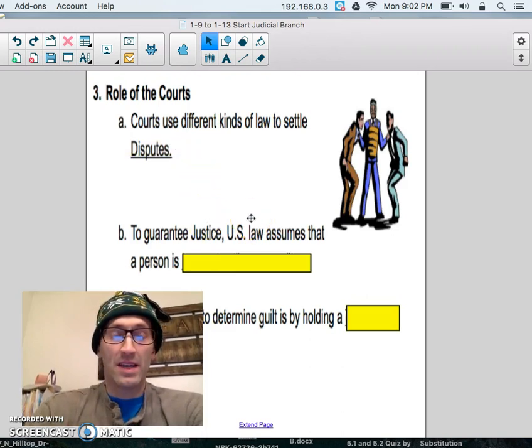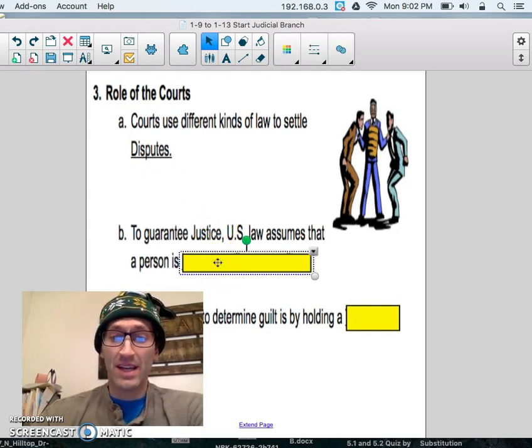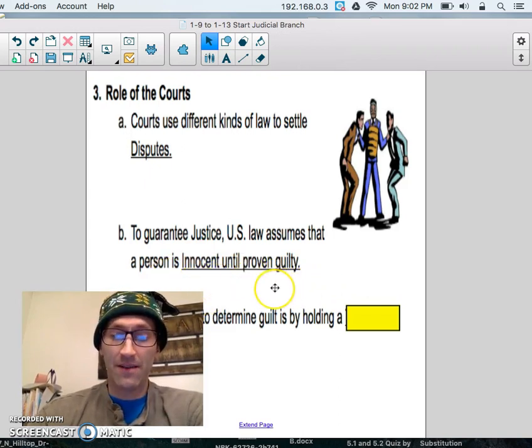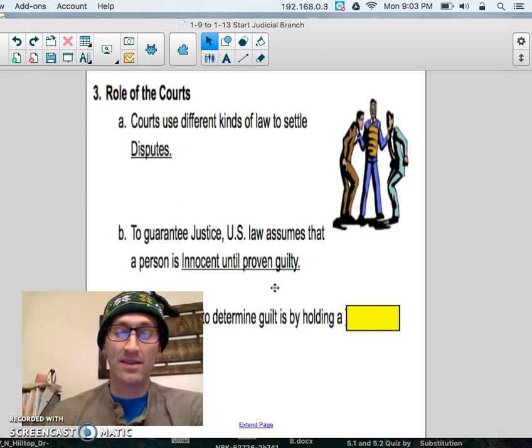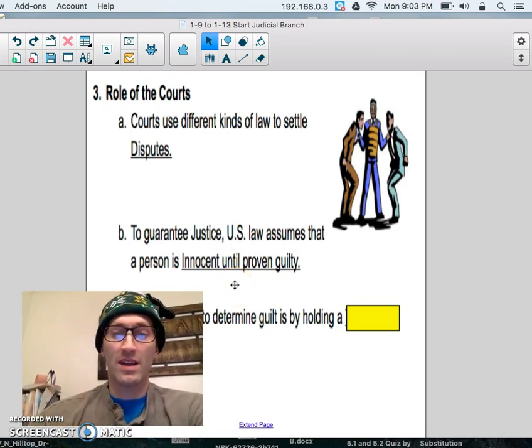That's because they need to be just, right? To be just, laws need to be enforced fairly, okay? To guarantee justice, U.S. law assumes that a person is innocent until proven guilty, okay? This keeps things fair. We know people are wrongly accused in our justice system today, so this is a huge point. Innocent until proven guilty.